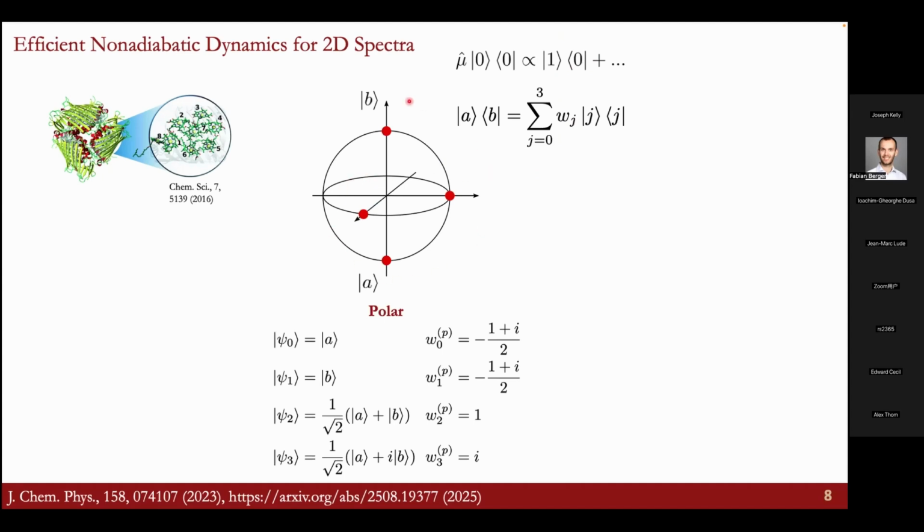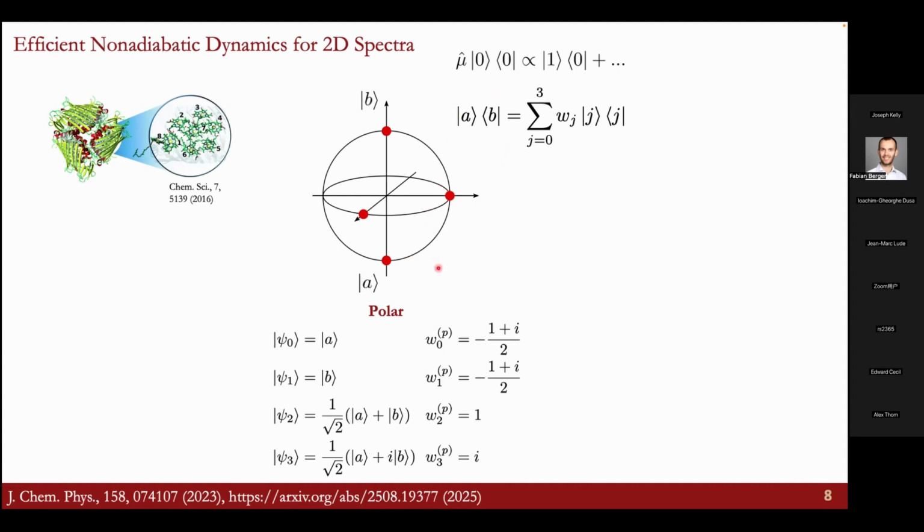So if you plot this on something like a Bloch sphere, where now you have states A and B contributing the north and south poles, and linear combinations of the two along the rest of the Bloch sphere, you can pick any number of points and combinations that give you a sum that comes back to this original AB state.